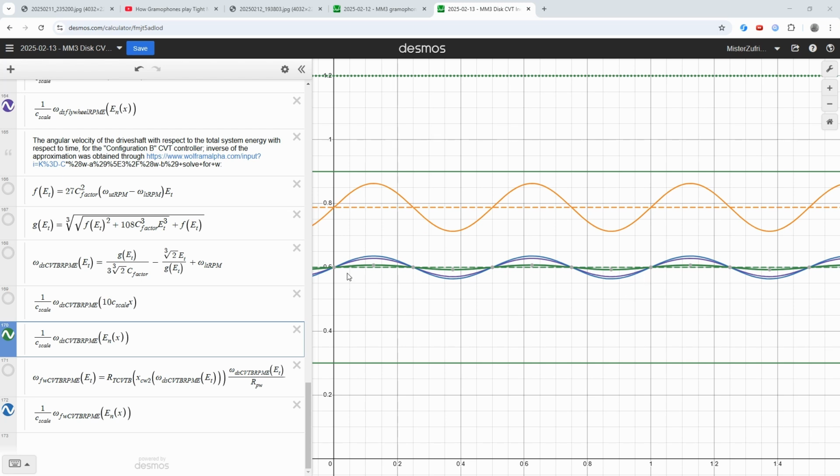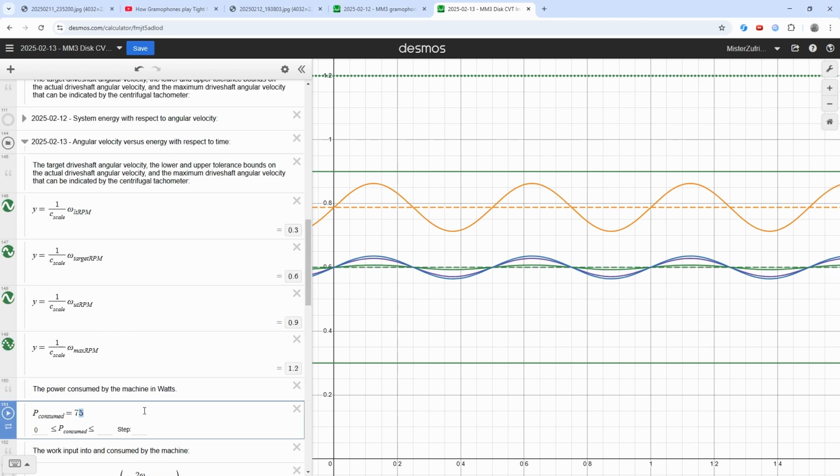Finally, we have this green curve corresponding to my CVT design, which is doing such a better job that I had to increase the tolerance bounds, shown by these horizontal solid green lines, to 50% of the maximum tachometer range so you could see it changing. The blue curve shows the speed of the CVT-coupled flywheel as it absorbs the energy changes to minimize the changes in the driveshaft speed.